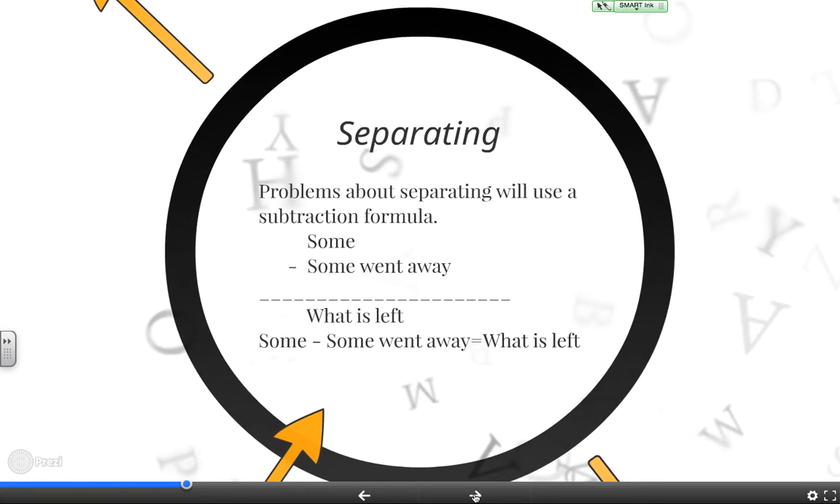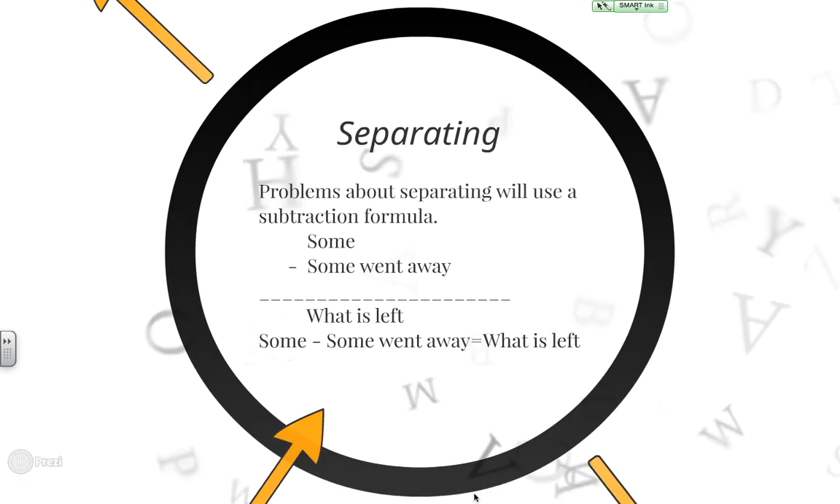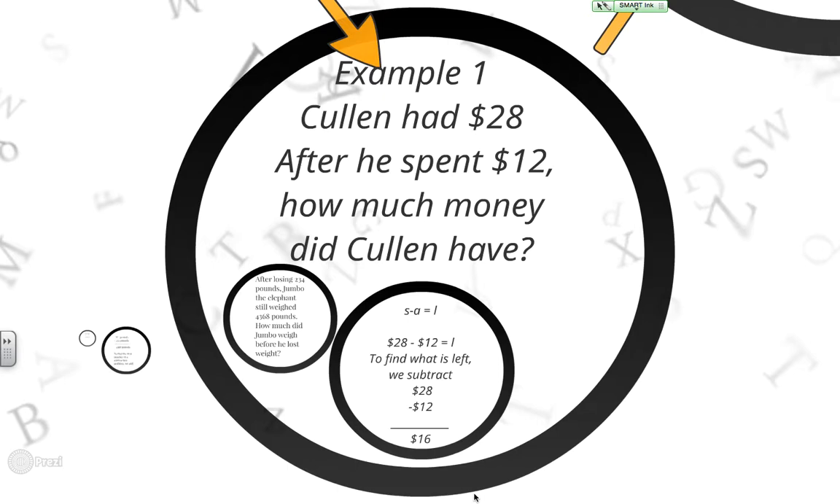Okay, so now today we're talking about separating word problems, and we're going to be using a subtraction formula. Actually, we've done this a few lessons ago, where if you have some and you take some away, the answer is what is left. So you can write that word problem. It's just technically a basic subtraction problem. Okay, so here's your example. If Cullen had $28 and after he spent $12, how much money did Cullen have left?